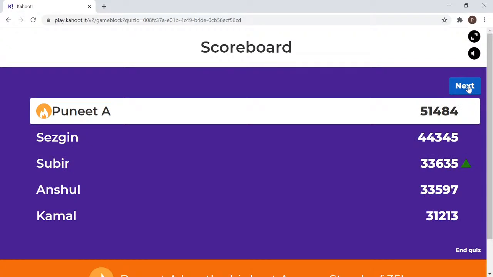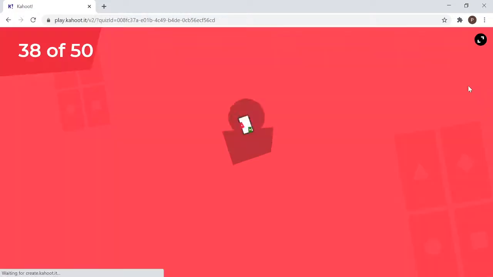Okay, Subir is topping Anshul to take the third position, but overall everyone is holding their top five positions strong. Moving on to the next question.